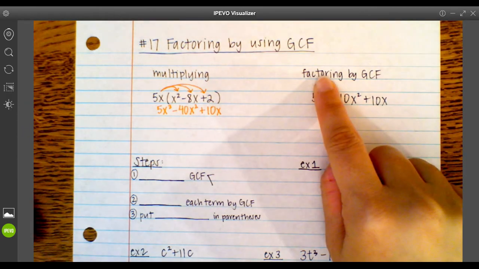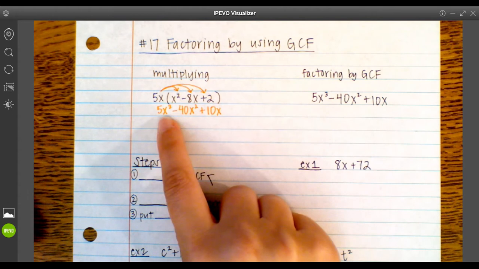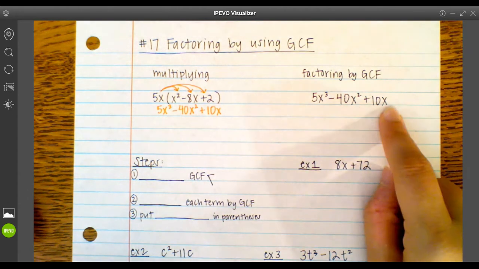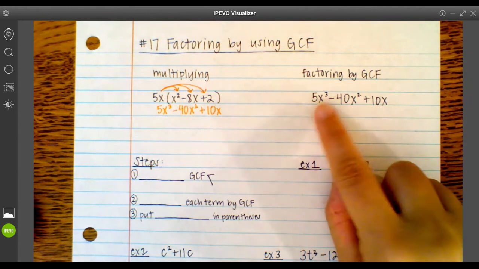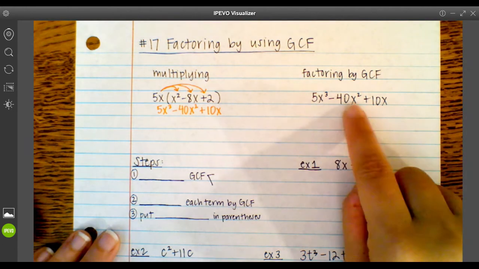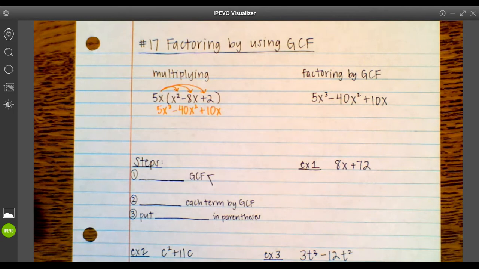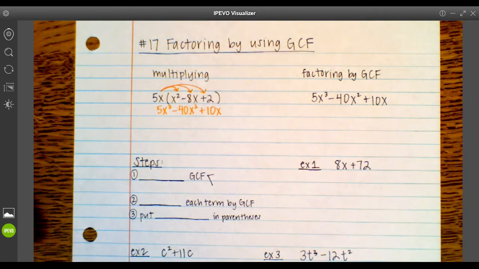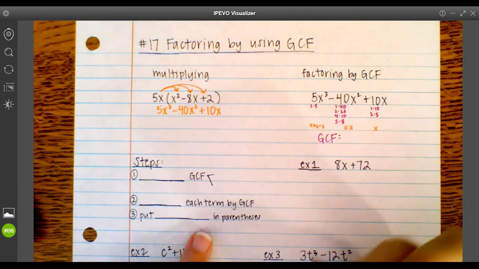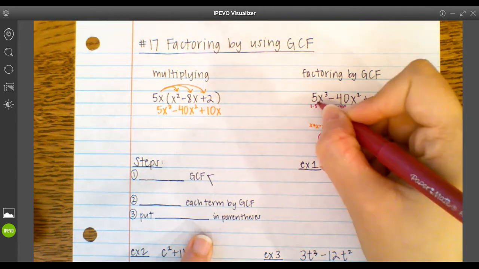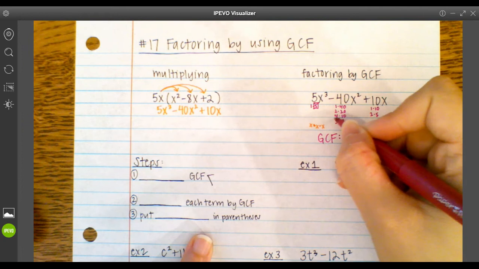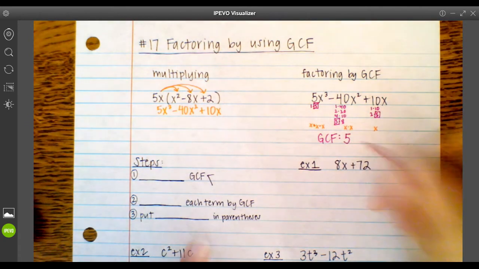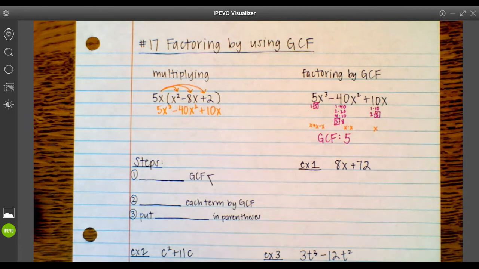Now, what factoring does is it takes this expression, or our polynomial, the 5x cubed minus 40x squared plus 10x, and our ultimate goal is to see what is the greatest common factor of all of our pieces. So we'll find out what is our GCF of 5, 40, and 10. So make our list. Overall, 5, 40, and 10 all share a factor of 5, which is the largest common factor between all three pieces. So 5 is our GCF.